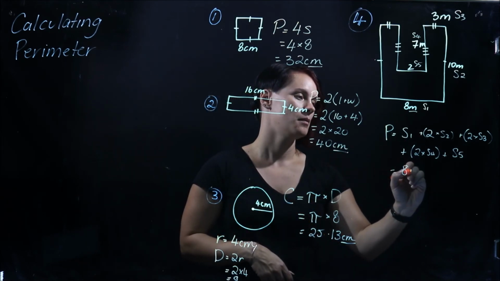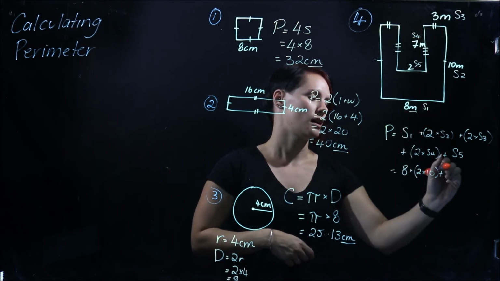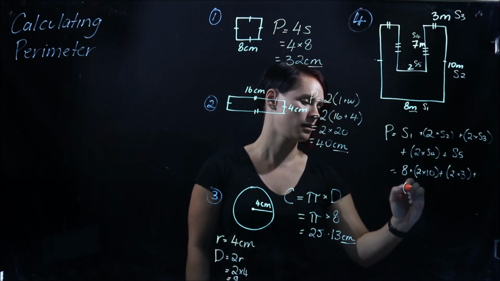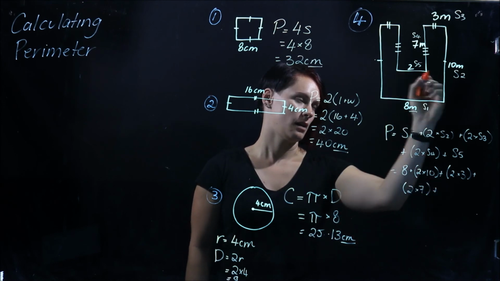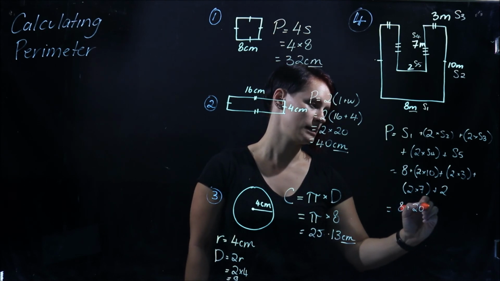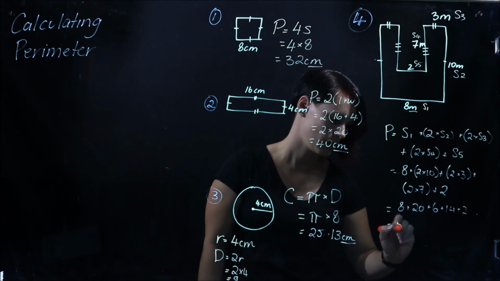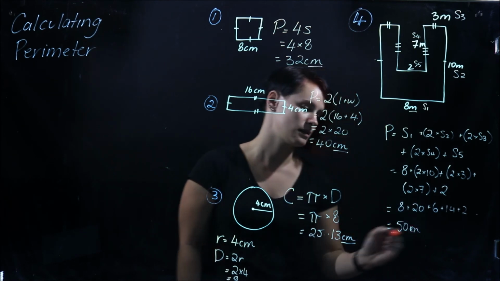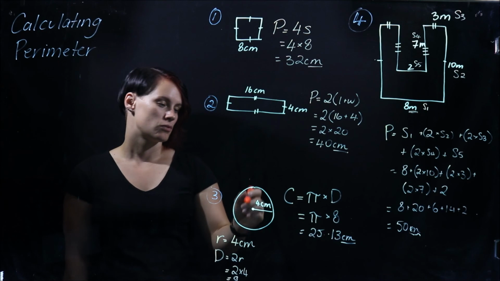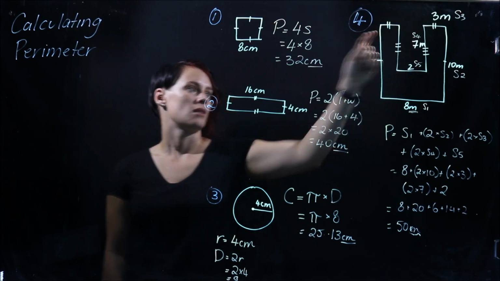Okay, so if we had to translate that into numbers, what have we got? We've got 8 plus 2 times 10 plus 2 times 3 plus 2 times our 7 plus our 1, 2. Right, so that would be 8 plus 20 plus 6 plus 14 plus 2. And if we do that on the calculator, we get 50 meters there. Sorry, I should use the right unit of measurement. So remembering all of these different rules is the main thing. And then if we get a composite shape, it's trying to make sure all the sides are covered off there.